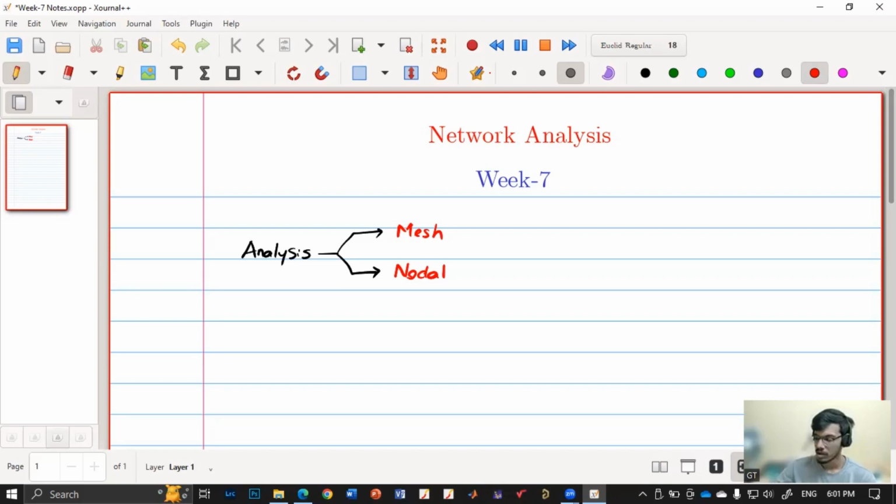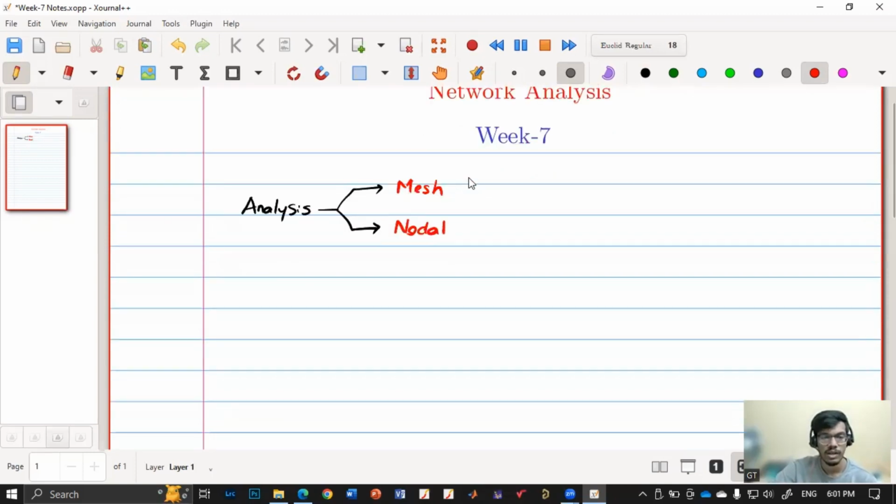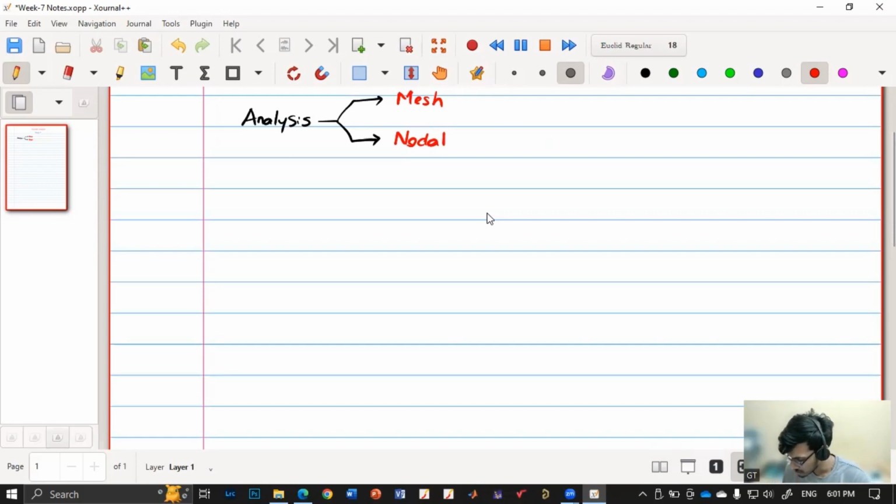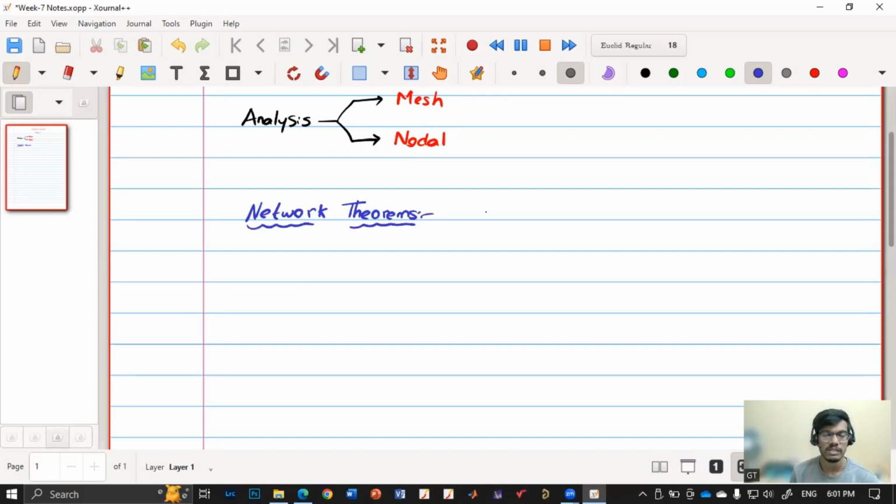So whenever we get a chance, or wherever we can apply these theorems, then the problem can be solved in a much simpler way, and it also saves our time. So in this week, we'll mainly discuss network theorems. First I'll give a brief explanation of these network theorems before we go into the problem solving session.